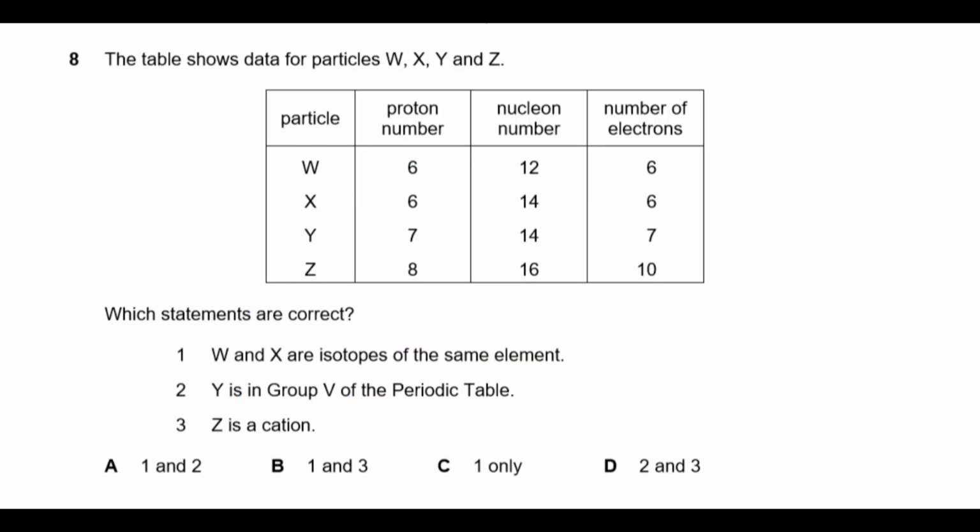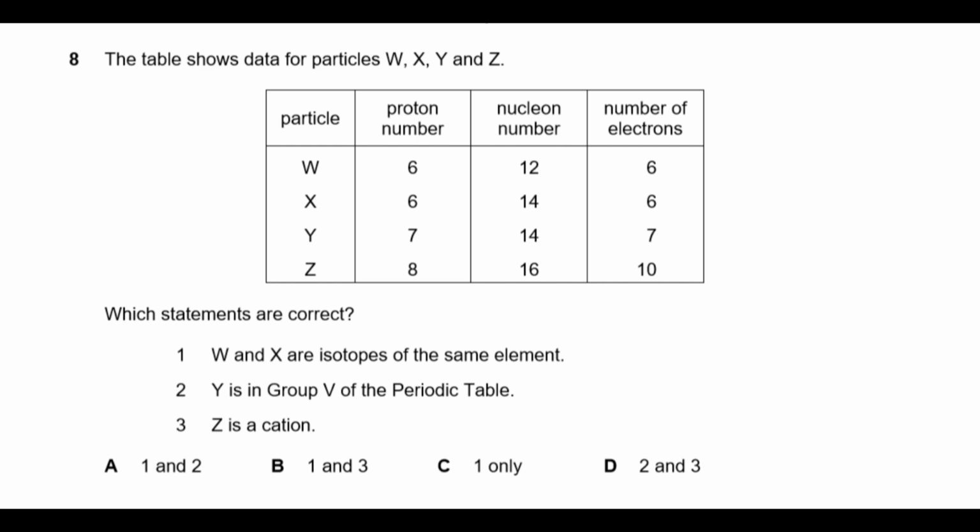My next question says the table shows data for the particles W, X, Y and Z. These are the four particles and their proton numbers are given, their nucleon numbers are given, and their number of electrons are given in the last column. So which statements are correct? Let's read the statements. W and X are isotopes of the same element.